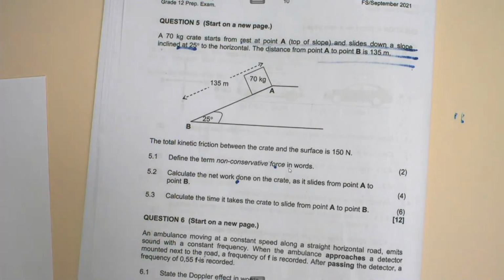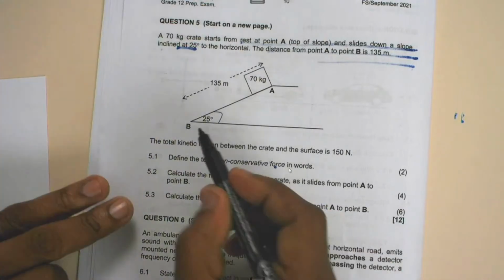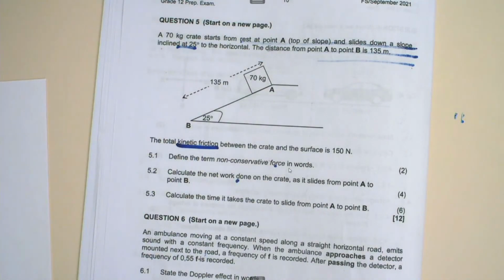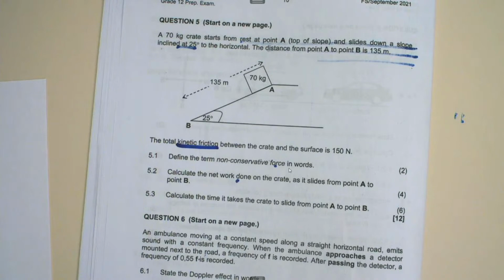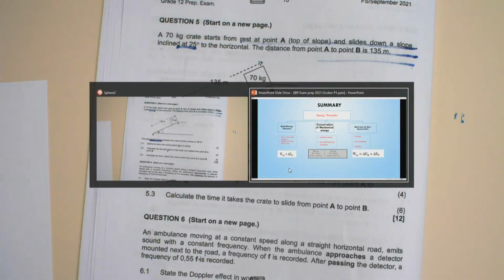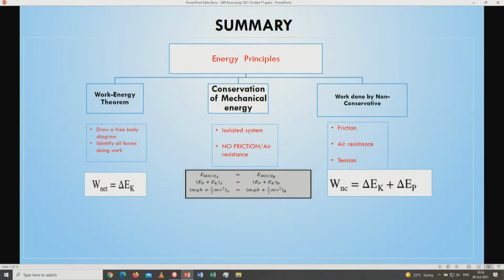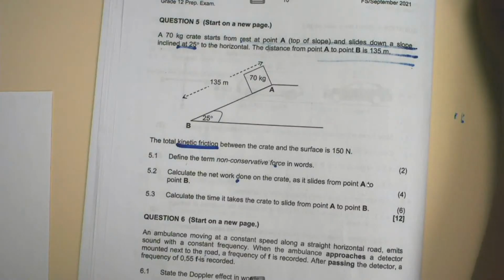So already it says to me kinetic friction is there. So if I were to calculate or use any principles here, the only one that I can look for, maybe I should go back to the slide. Kinetic friction is given, so it means there's no way I can use conservation of mechanical energy because it says no friction. But because friction is there, then I can use the work energy theorem. I can use work done by NC because friction is given already.